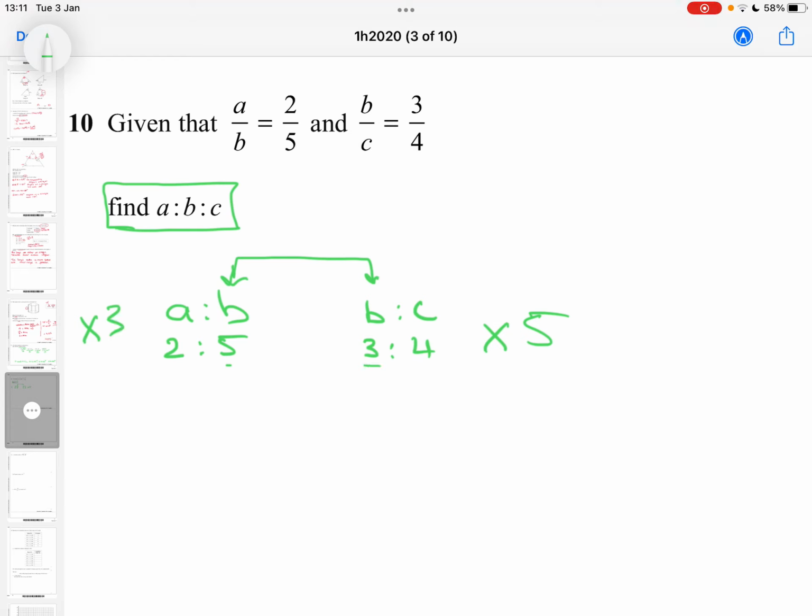So A is going to become 6, B is going to become 15. In the second ratio, B is going to become 15 and C is going to become 20. Now you'll notice that B is exactly the same, so I can now write the ratio A to B to C because I can link these two things together. So it's 6 to 15 to 20.